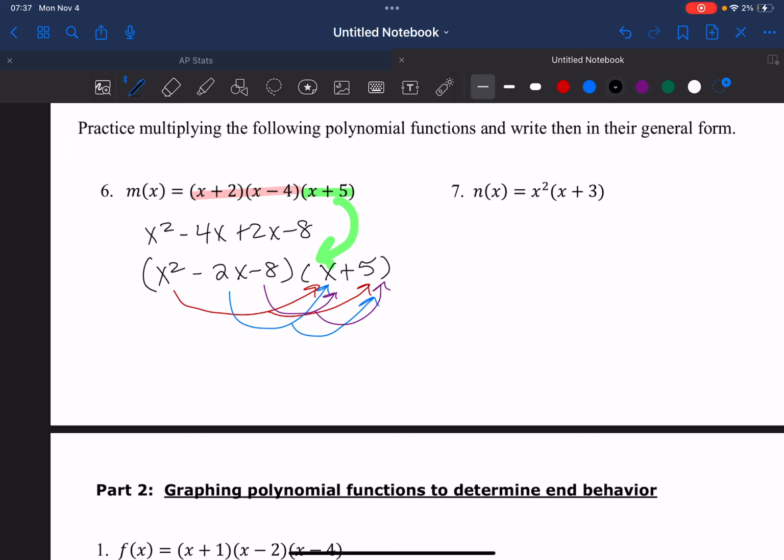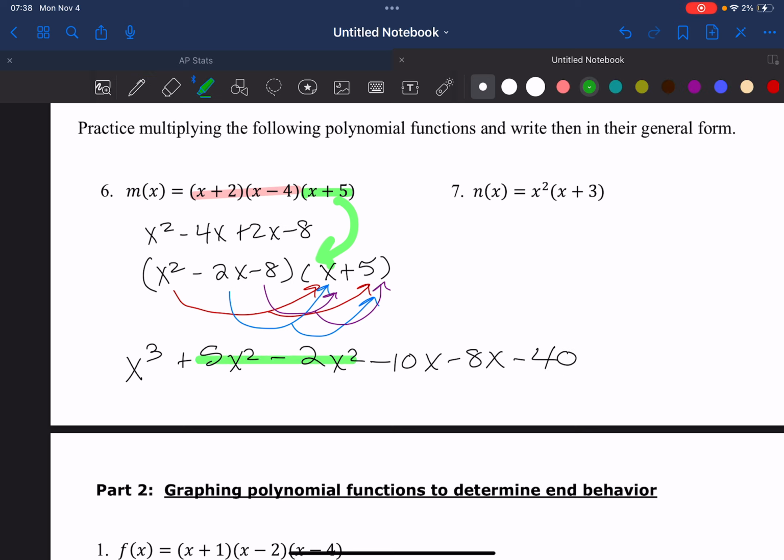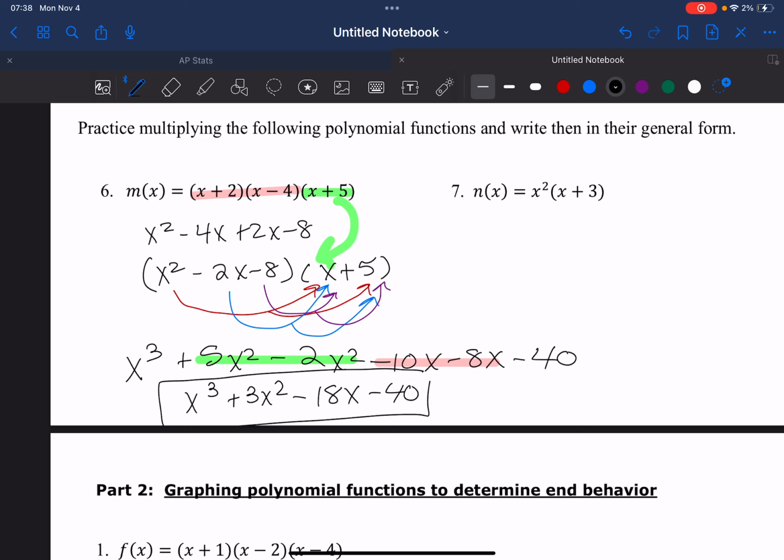Okay, and I color coded this so when I'm referring to it, you can see and follow along. So following the red lines, I have x cubed plus 5x squared. Then following the blue lines, I have negative 2x squared minus 10x. And then lastly, following the purple lines, I have negative 8x minus 40. Combining like terms, I get my answer of x cubed plus 3x squared minus 18x minus 40. Okay. Looking at this in general form, we see that the degree is 3 because 3 is our largest exponent attached to a variable.